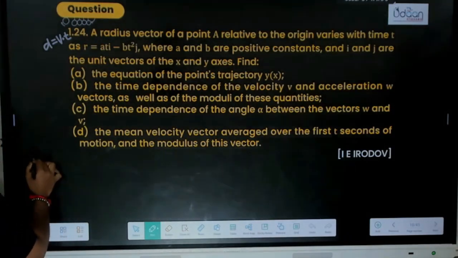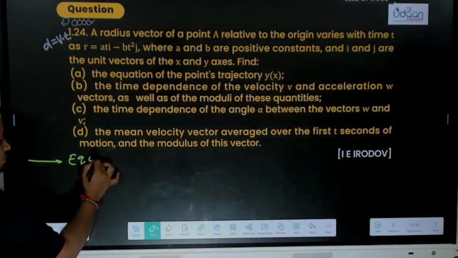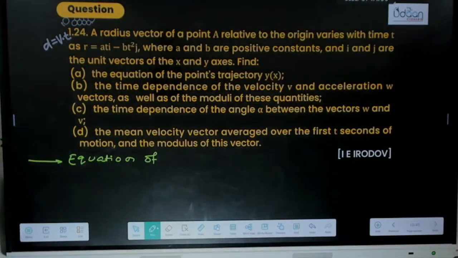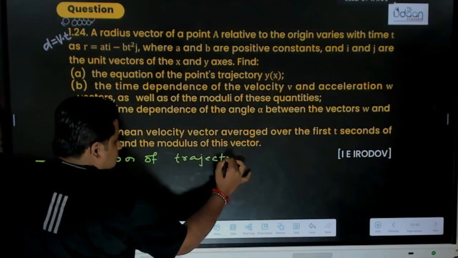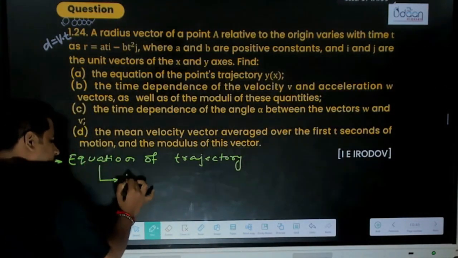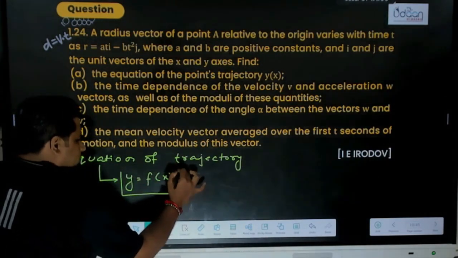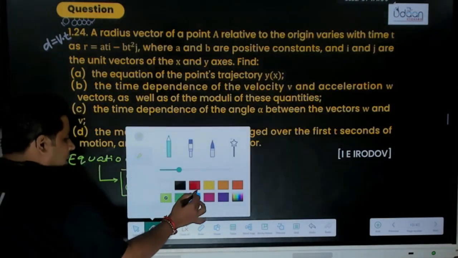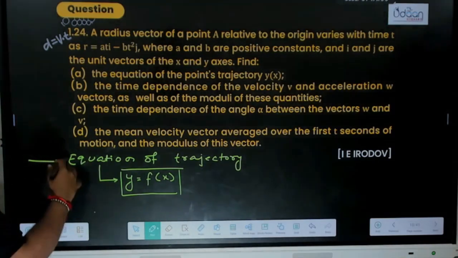So to find the equation of trajectory, the equation of trajectory should always and always obey one condition, and that condition is what? That y must be written as a function of x. And how can we do it, sir? We can do it by a very simple method. You know, physics is a very easy subject, and so we are using a very easy concept.